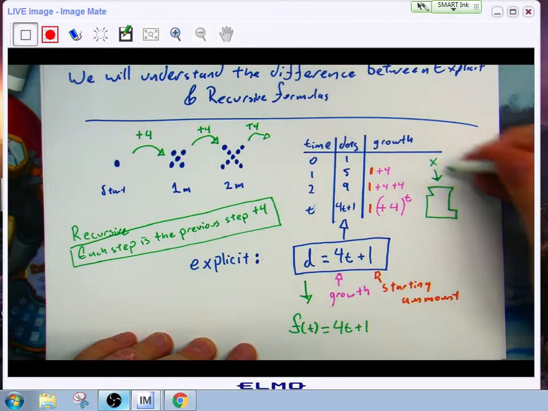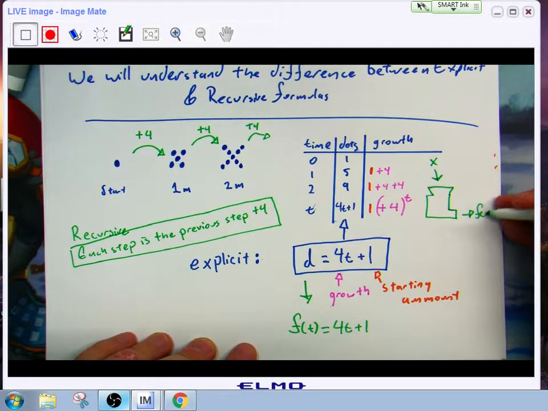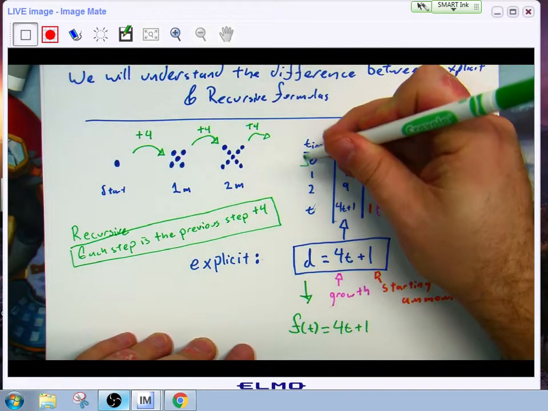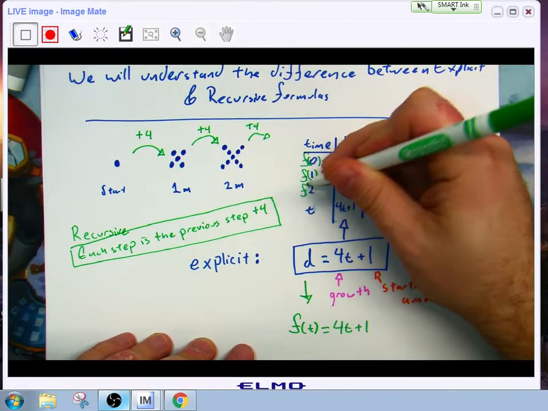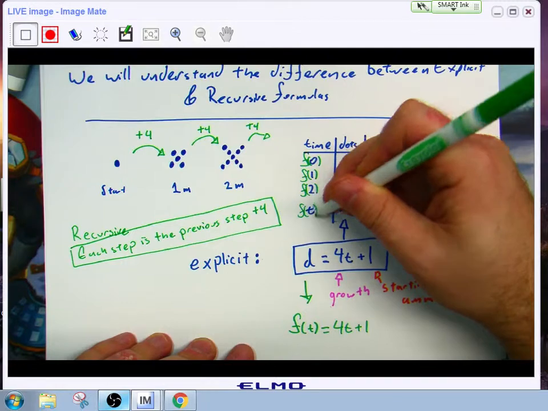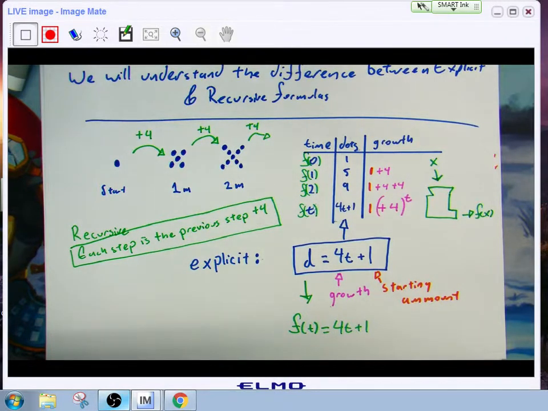You know, we put x's in, we get f of x's out. I can view this as f of 0. I can view this as f of 1. I can view this as f of 2. And I can view this as f of t. Does that kind of make sense?